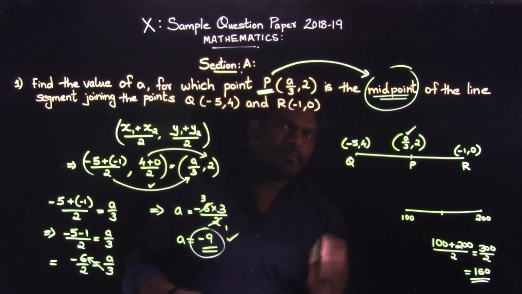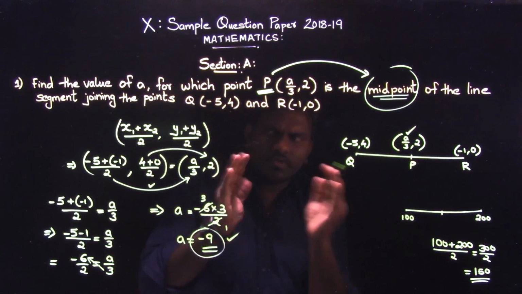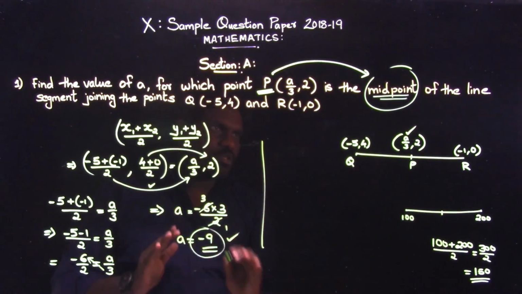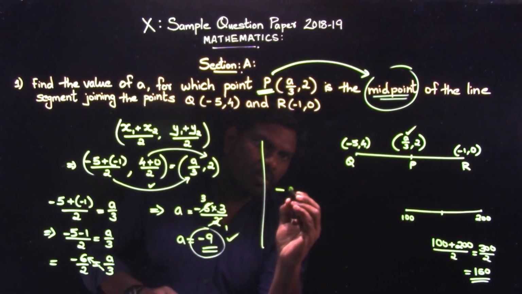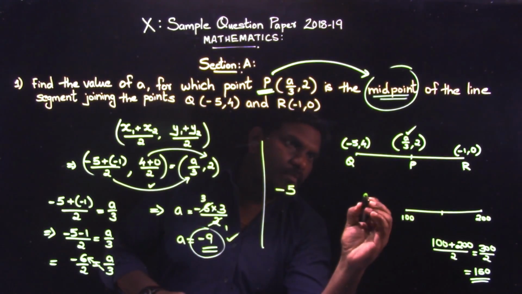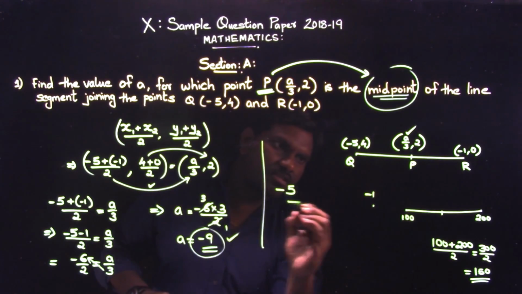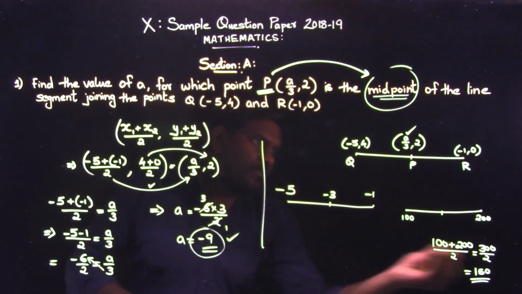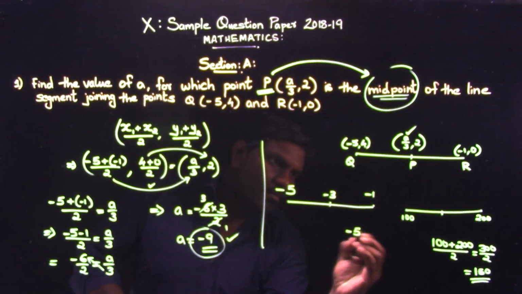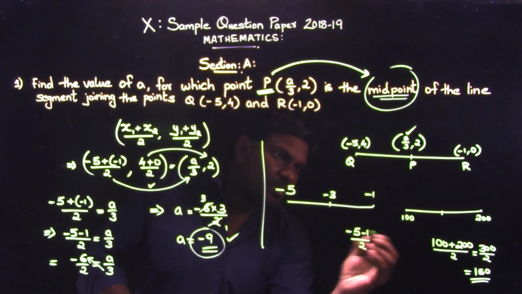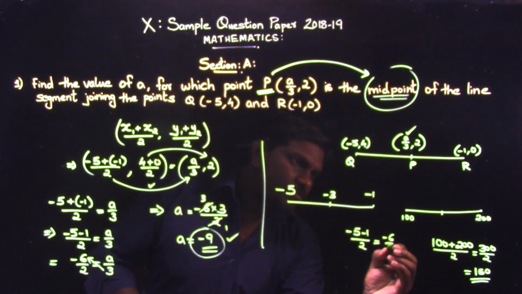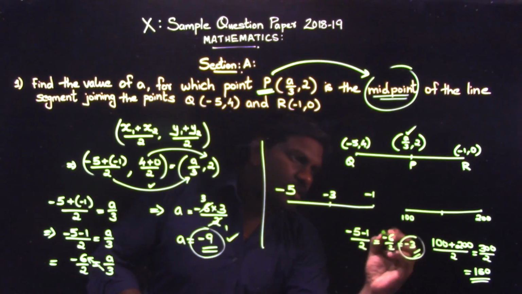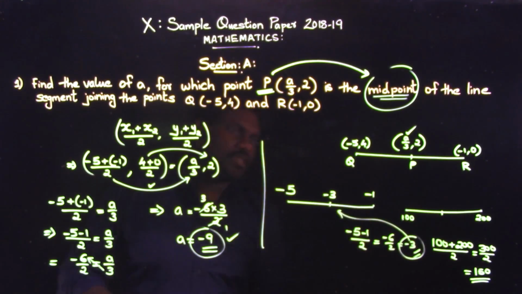If you logically apply this, if you are not doing it this way, and I am seeing what is the midpoint of minus 5 and minus 1, if I check, it's going to be minus 3, isn't it? If I put the logic over here, minus 5 and minus 1 by 2, it's going to be minus 6 by 2, so it's going to be minus 3. So that will be the midpoint over here.